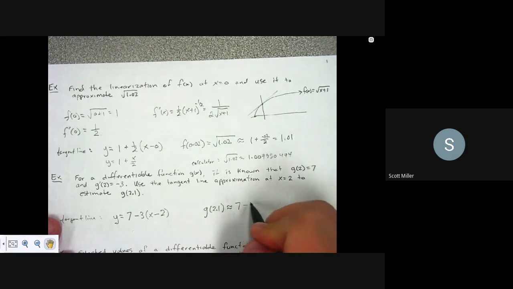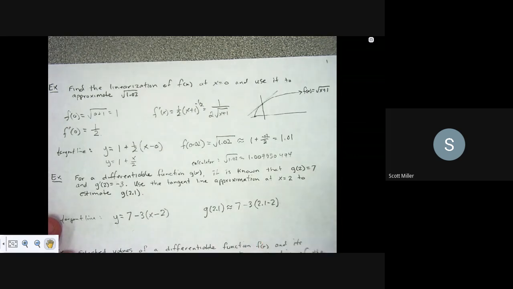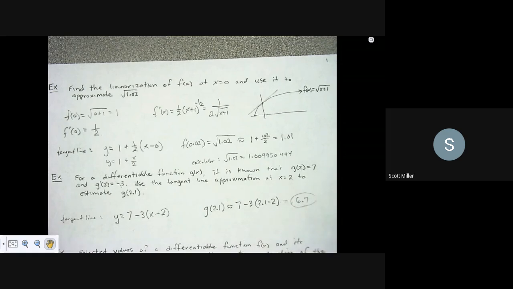Approximately 7 minus 3 times 2.1 minus 2. So if I take this right here and I work this out, I'm going to get a value of 6.7. So that would be my approximation, given that information.